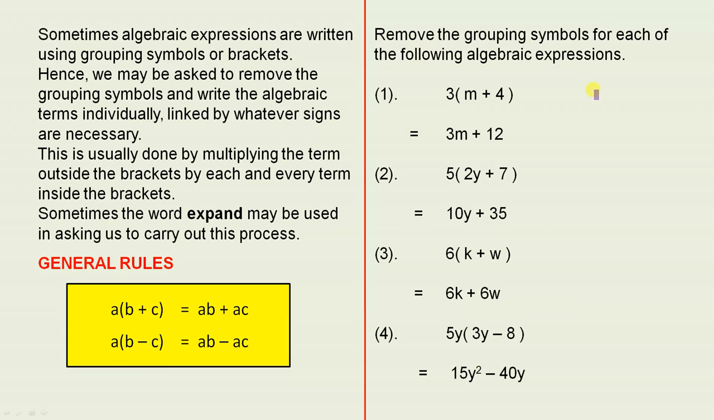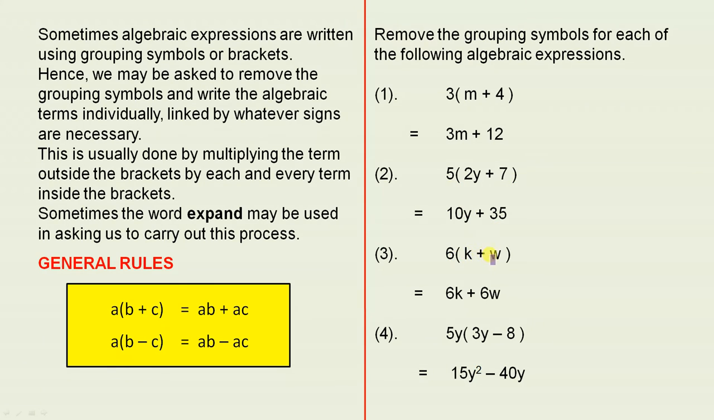Let's have a look at some examples. Remove the grouping symbols for each of the following algebraic expressions. Number 1, 3 outside of m plus 4, 3 times m is 3m, 3 4s are 12. So here is the answer with no grouping symbols. They are unlike terms because here you have a letter but there are no letters here, so we can't simplify that any further. 5 outside of 2y plus 7 is 10y plus 35. It's just simple multiplication. 5 times 2y is 10y, 5 7s are 35.